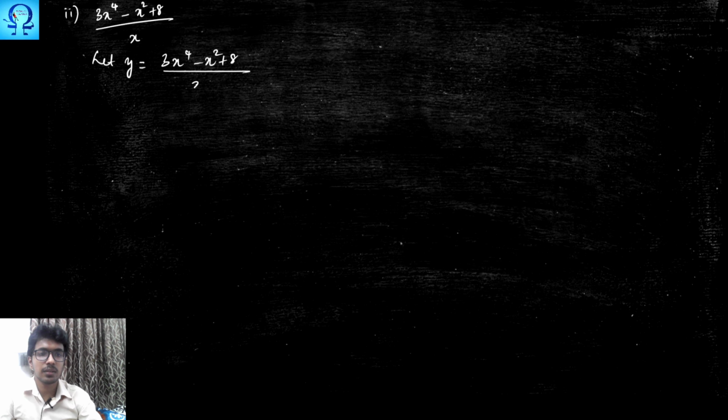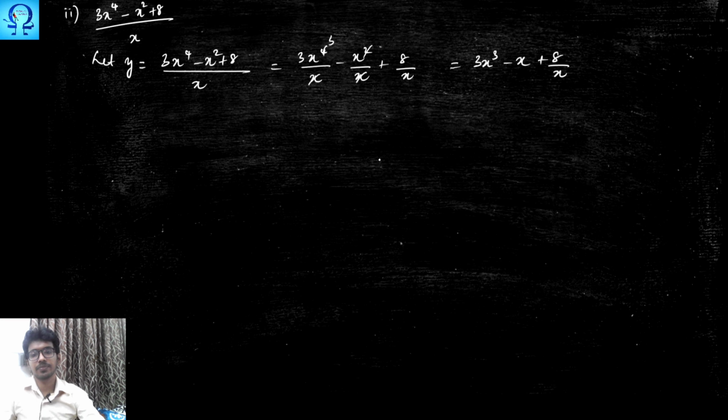So this may be written as 3x^4/x minus x^2/x plus 8/x. So this will cancel, and that is going to give you 3x cube minus x plus 8/x. Okay, this 8/x may further be written as, the first term is 3x cube minus x plus 8x^(-1).